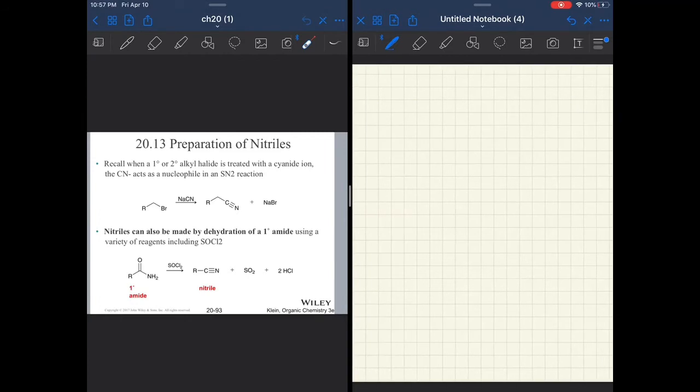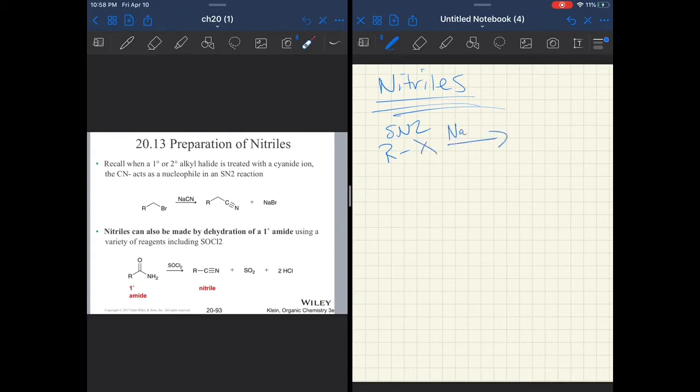Now, nitriles. This is our last and final functional group in this giant chapter of insanity. You can treat an alkyl halide with sodium cyanide, and you can make a nitrile. You learned this in Organic 1. We reviewed it a few slides ago. We've reviewed it a couple times over the year of organic. This is not a new reaction. You can easily, through an SN2 reaction, replace a halogen with a CN.